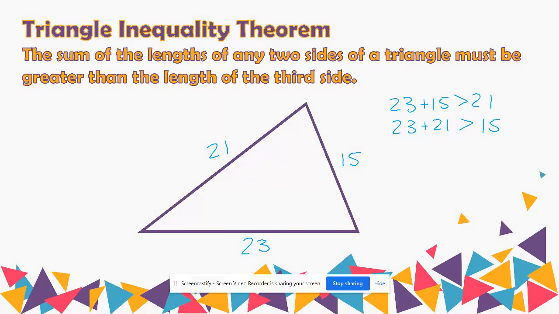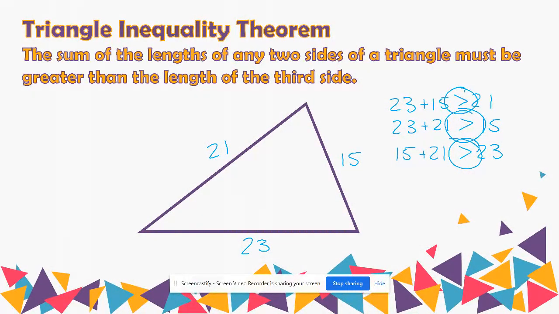So if you're given three sides and you have to check, do these sides make a triangle? The quick way to do that is to take the two small sides, in this case 15 and 21, add those together, and make sure you get a number that's bigger than the number on the third side. So 15 and 21, that's 36, which is indeed bigger than 23. One quick note, notice I use just regular old greater than signs. This is not greater than or equal to.